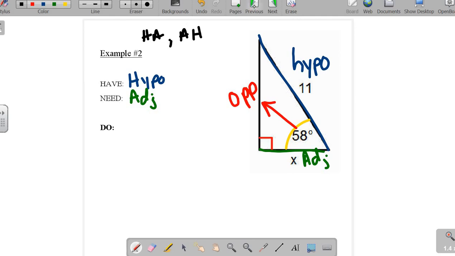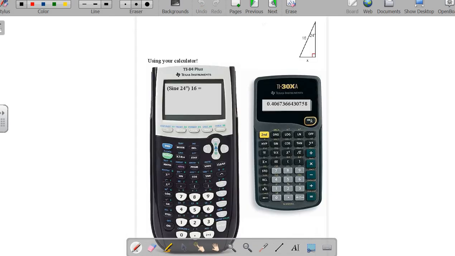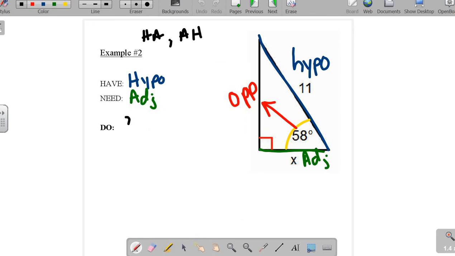What does matter is you go back to this chart, and we see that anything goes with A and H is going to be that cosine. So you write that equation exactly as you see it, which is cosine theta over 1. And you always put adjacent always on top, hypo always on bottom. Circle, plug, chug.